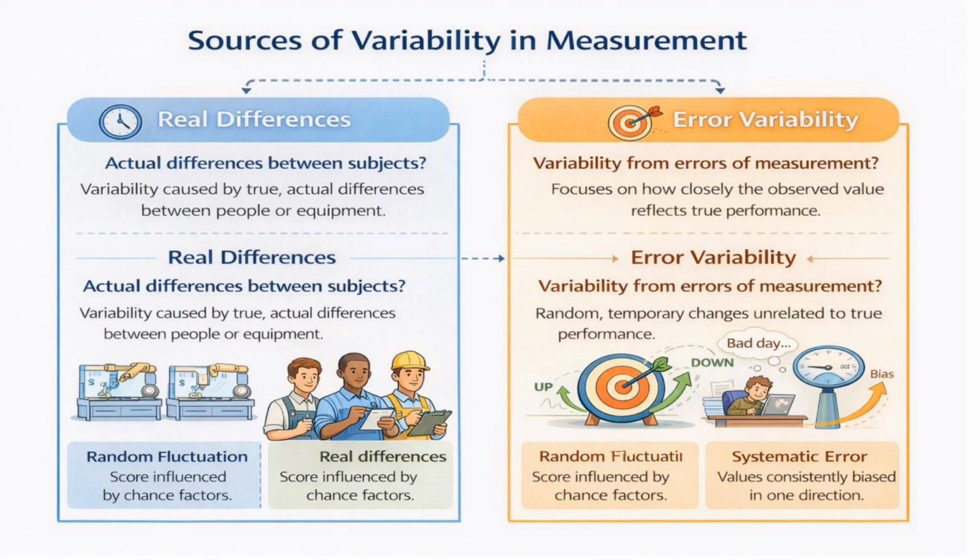Now let's move to the right side of the slide, error variability. Error variability refers to differences in scores that do not reflect true performance. These differences come from measurement errors, not from real differences. First, let's talk about random error, shown here as random fluctuation. Random error occurs because of temporary, chance factors.